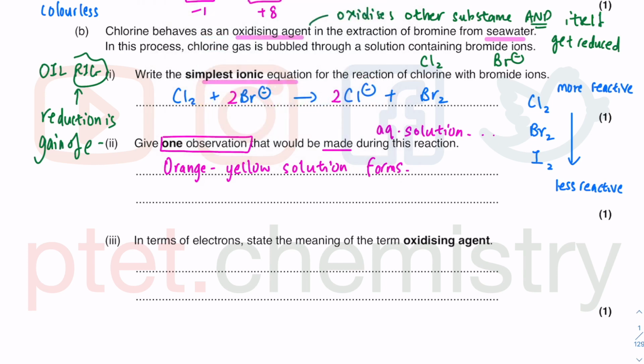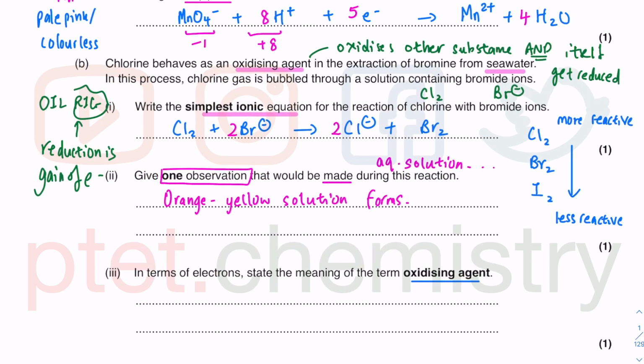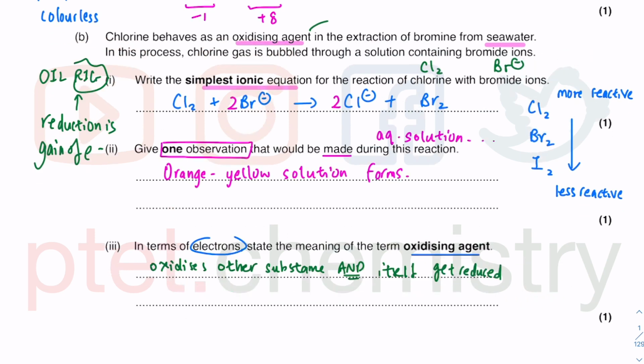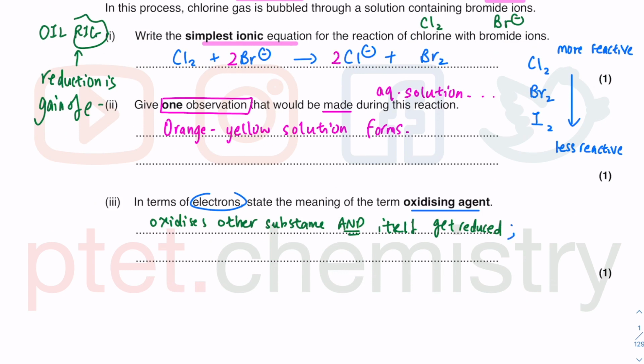Now in terms of electrons, that's the meaning of oxidizing agent. Again, as I mentioned, I would definitely go for the full definition first, which is oxidizes other substances, and then itself gets reduced there. But they want specifically in terms of electrons. So after I say itself gets reduced, therefore itself will gain electrons. So gaining of electrons is reduction, as I did mention about the OIL RIG acronym earlier.